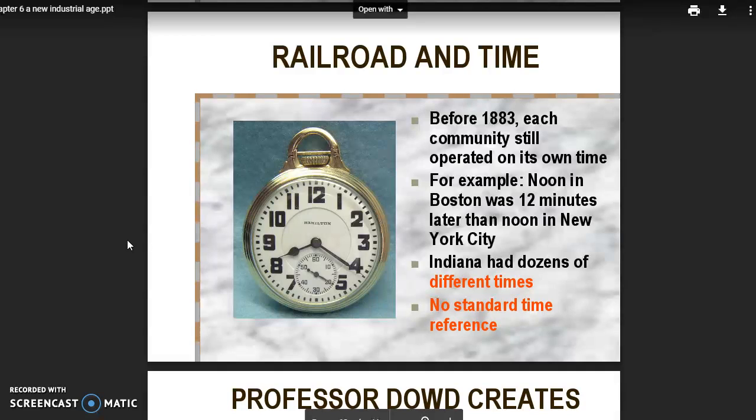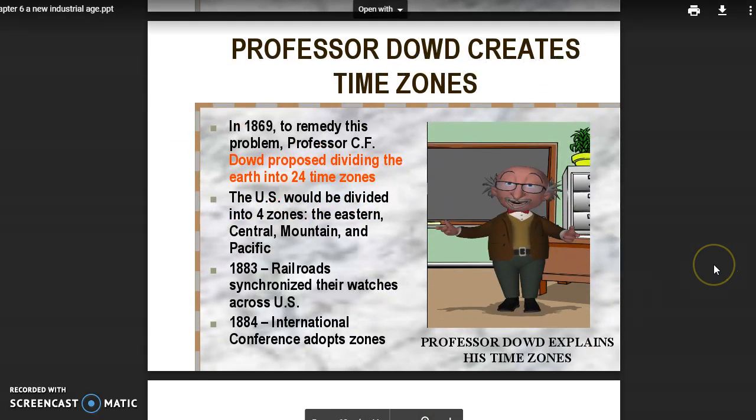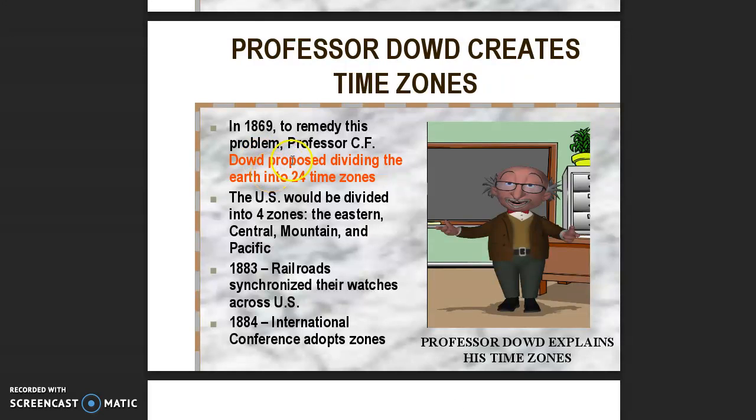Number 8 is asking you, explain the effect railroads had on time. Before 1883, each community still operated on its own time. For example, noon in Boston would have been 12 minutes later than noon in New York City. Indiana had dozens of different times. At this point, there was no standard time. For number 8, you can write down the fact that railroads created a standard time, and it created different time zones.